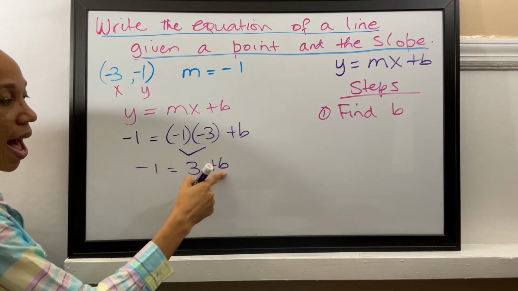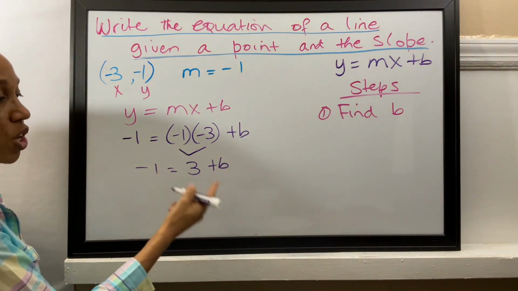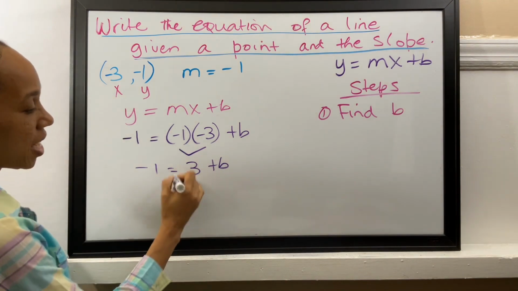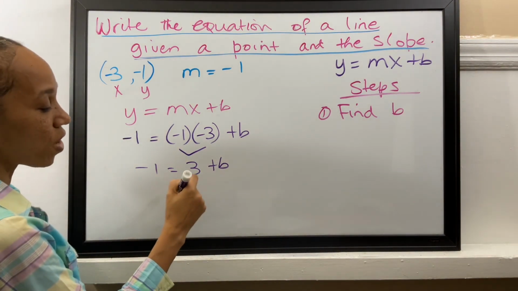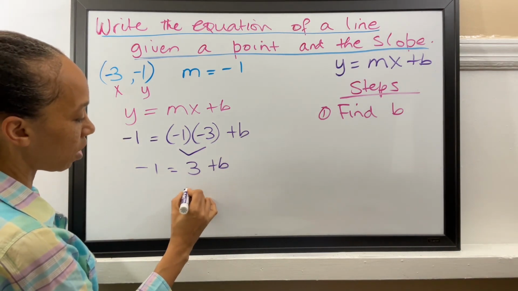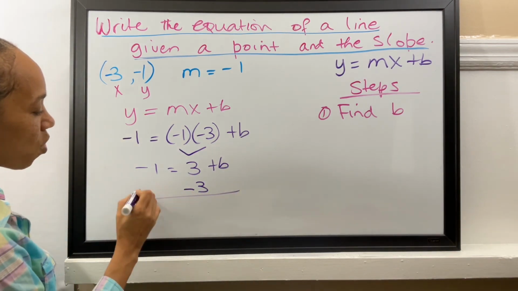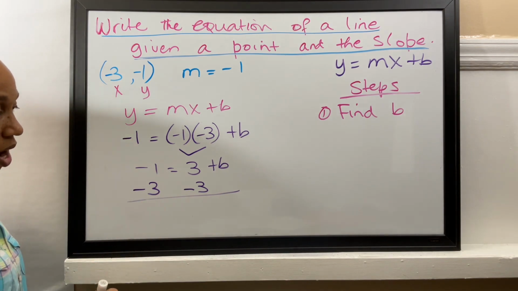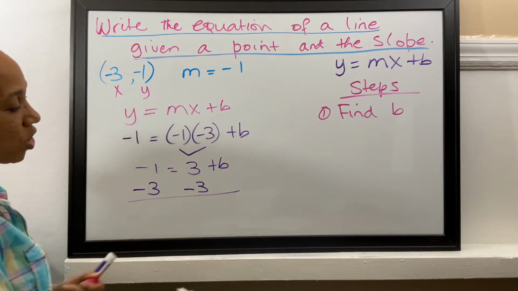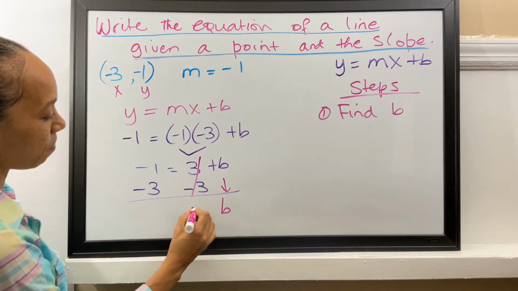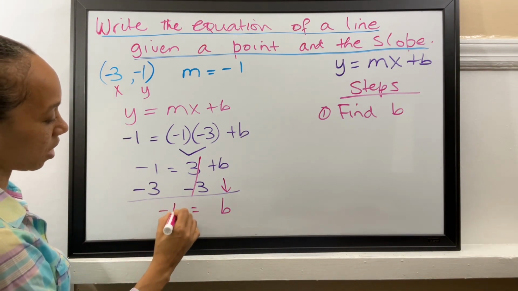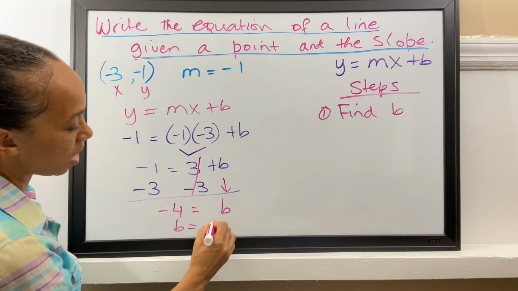So now I need to get b by itself. So in order to get b by itself, I need to do the inverse operation, because this is a +3. The inverse of plus is minus. And whatever I do on one side, I must do it on the other side. So now I am going to cancel this out, and I will have b, bring down my b, and b is equal to -4. So you can write it as this, b equals -4.